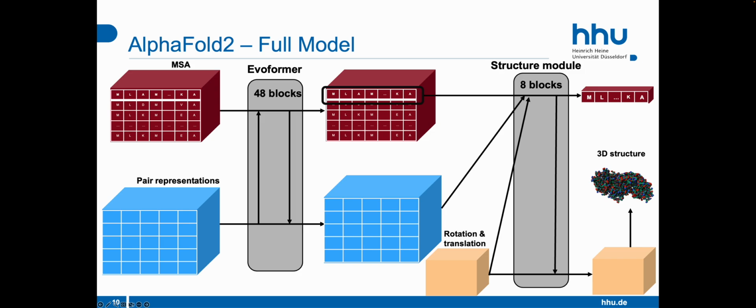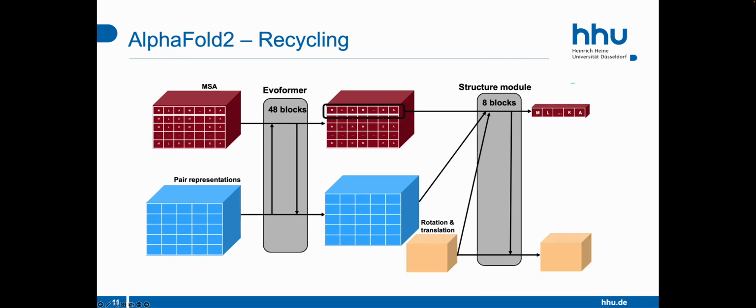On this slide, we're looking at the final important step in the forward process. After the whole AlphaFold 2 model is applied and we have updated rotation and translation representations displayed in orange on the right side, and updated multiple sequence alignment displayed in red, and updated pair representations displayed in blue, a process is done that is called recycling.